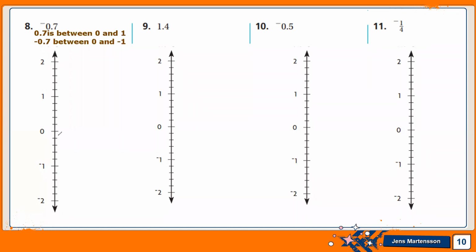So I'm here. 0, then negative 0.2, negative 0.4, bravo, negative 0.6, and negative 0.8, bravo. Then where is negative 0.7? Between negative 0.6 and negative 0.8. Thank you. So it will be here. Thank you, teacher. Thank you so much, Malak.